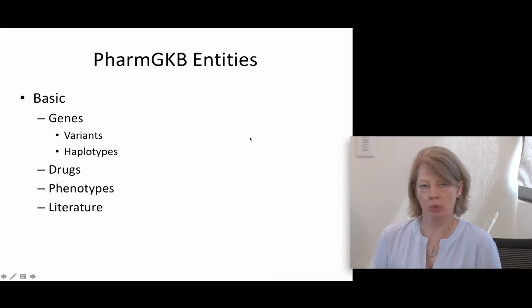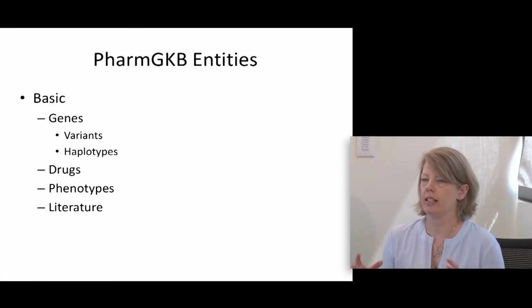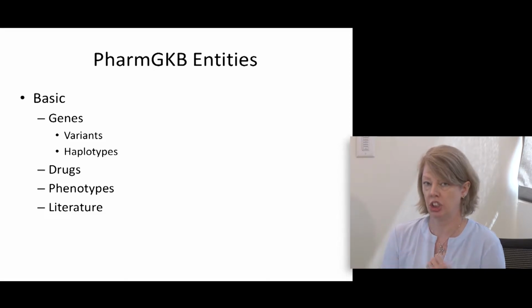Since PharmGKB is a pharmacogenomics knowledge resource, it sees the world in a few basic chunks. Genes, the variants within those genes, and haplotypes that are in those genes. Haplotypes are combinations of the variants in the genes. Drugs, phenotypes, and the literature that things are based on. So those are like the basic entities in PharmGKB.